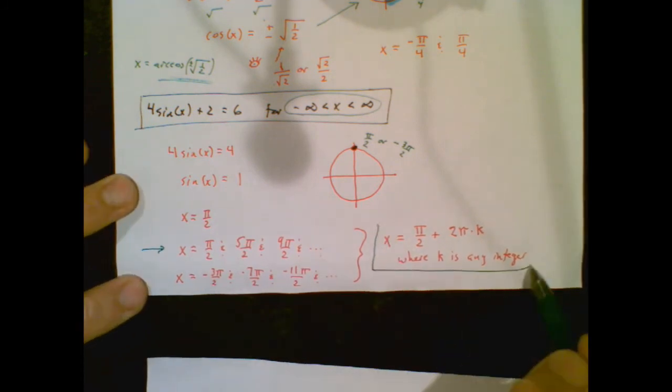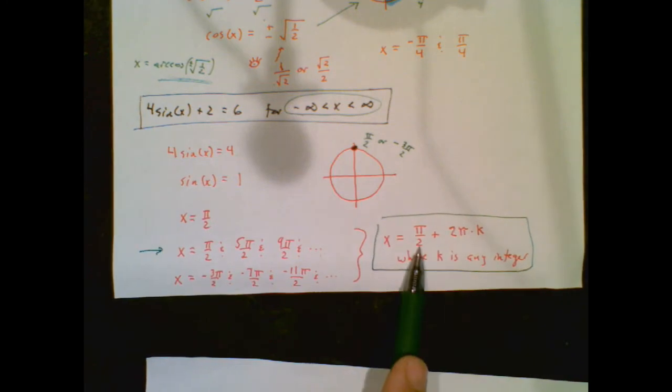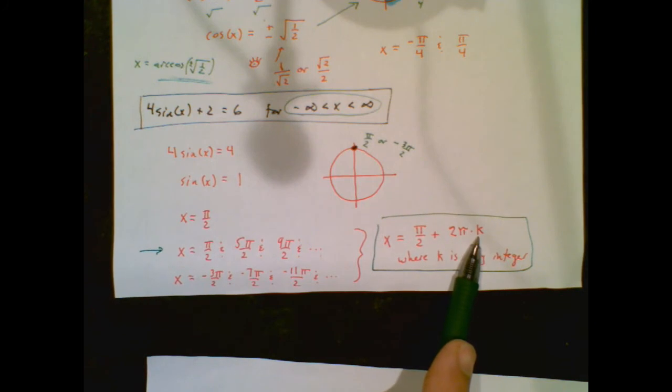Well, you don't want to write this and go on forever, so this is a nifty way to write it. Pi over 2 is our base location, and then we take 2 pi, which is one lap around the unit circle, times k. K is any integer, positive or negative, which just tells you how many laps you'll take in that direction.